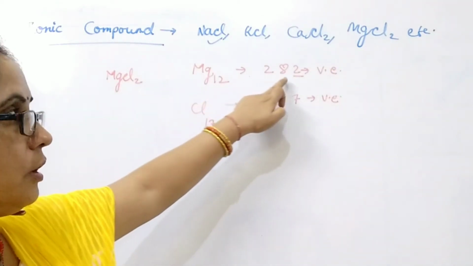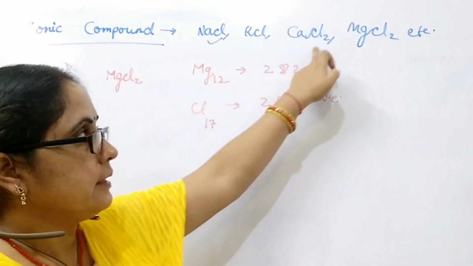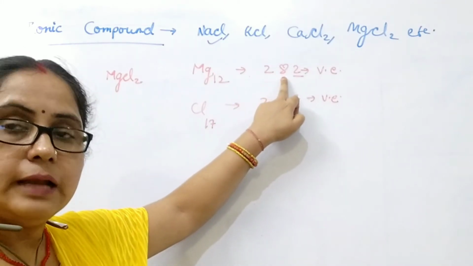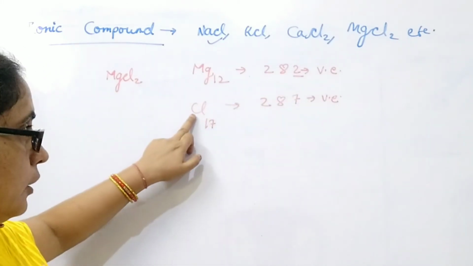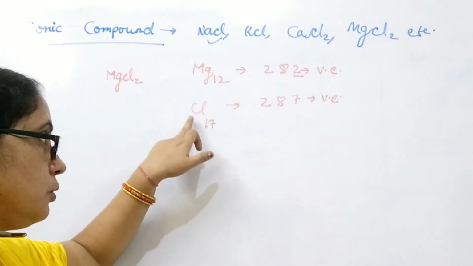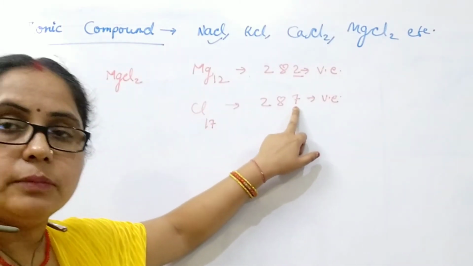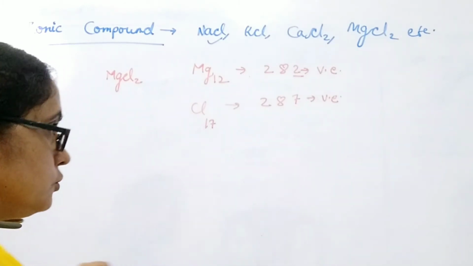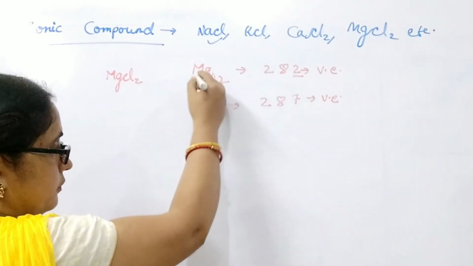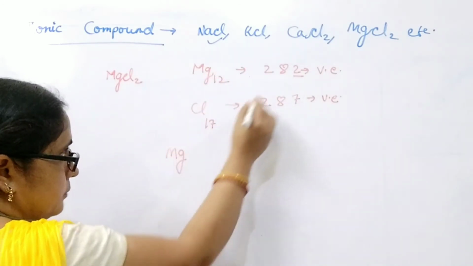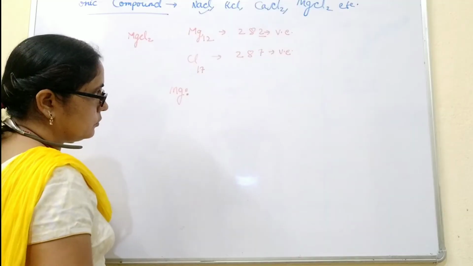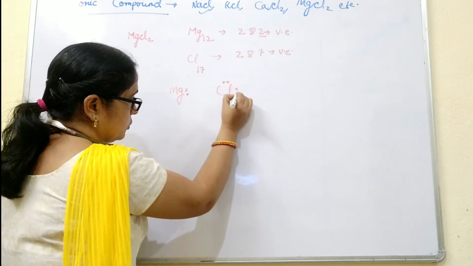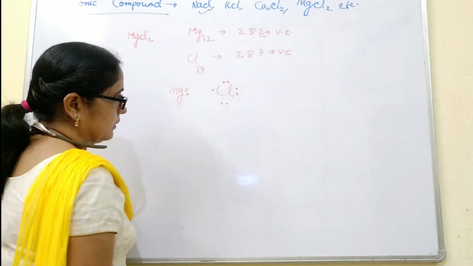Now, to complete the octet, magnesium loses these 2 electrons and gets the electronic configuration 2, 8, like the inert gas neon. Similarly, to complete its octet, chlorine gains 1 electron from another atom and behaves like the inert gas argon. So the electron dot structure of magnesium is Mg with 2 dots. We will use 2 dots. In the case of chlorine, there are 1, 2, 3, 4, 5, 6 and 7 electrons.